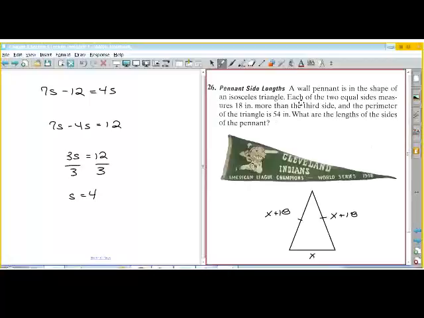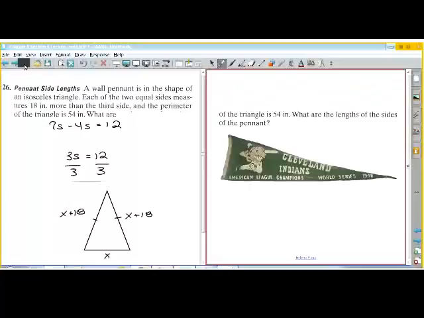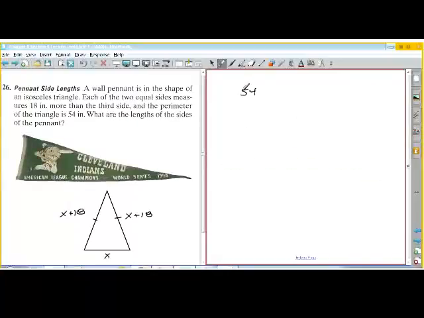So that sounds pretty good. 2 equal sides. The 2 equal sides are 18 more than the third side, which I'm calling x. What are the lengths of the sides of the pendant, given the perimeter is 54? So the perimeter of a triangle is just equal to the sum of the three sides of the triangle. So I take these two, the long sides plus the short side.